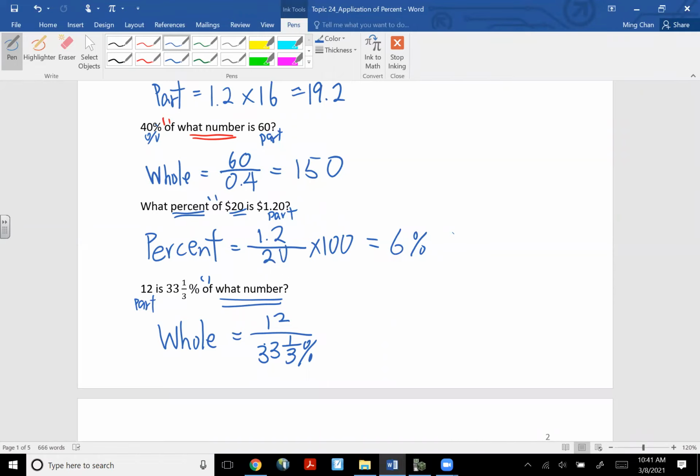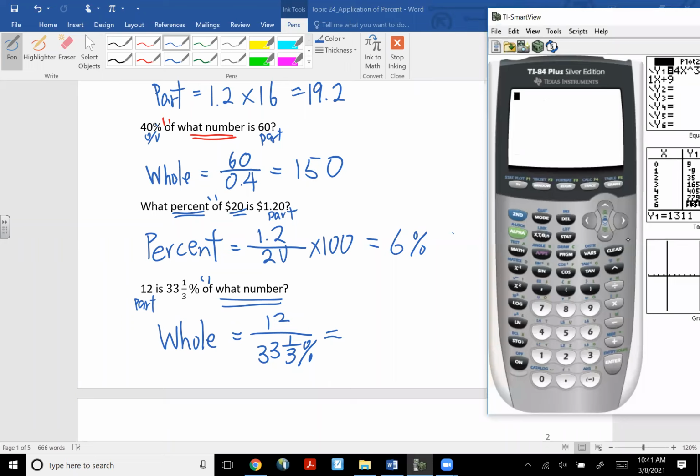We can either convert this mixed number percent into a decimal notation first, then we take the 12 divided by that. Or we can just type in the whole thing in the calculator at one time. So either way, it's a little bit tricky. Okay, so I'm gonna go ahead and type in my 12 divided by.